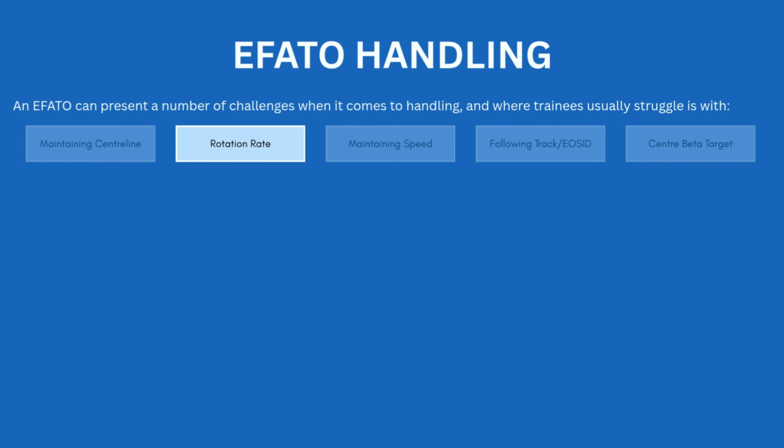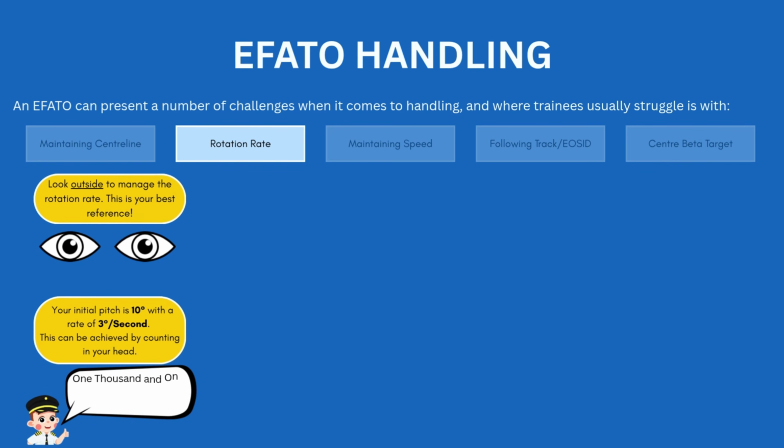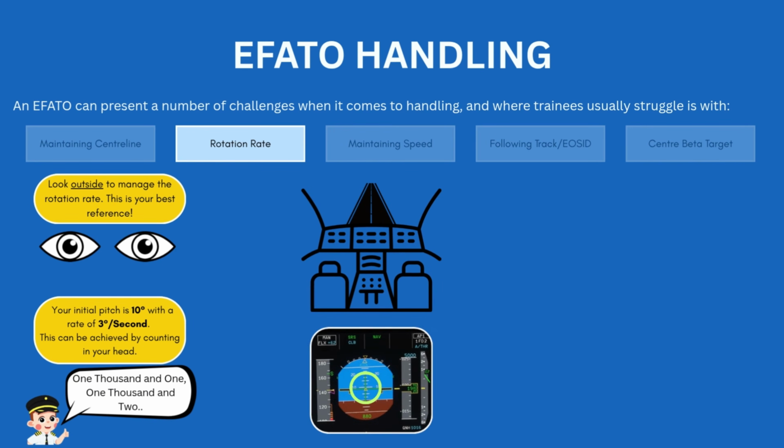Now moving on to another challenge during the EFATO, the rotation rate. The first technique is to look outside to manage the rotation rate. This is your best reference. Your initial pitch is 10 degrees with a rate of 3 degrees per second. This can be achieved by counting in your head. When the visibility is good, you can also use the view of the runway below you to ensure you are keeping track of the centerline. Once you have rotated, follow the SRS. Note that this might be less than 10 degrees, so you will have to reduce the pitch.